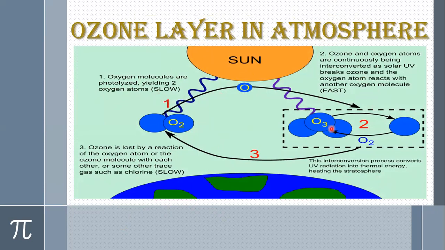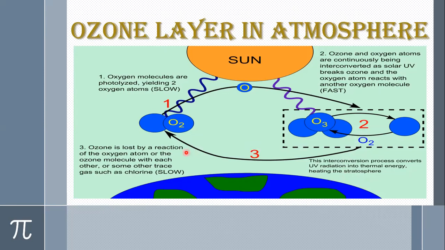Second reaction is that one ozone and one oxygen atom are continuously being interconverted. As solar UV breaks ozone, the oxygen atom reacts to form another oxygen molecule, fast. Here, this ozone and one oxygen atom react in the presence of UV rays and produce an oxygen molecule. This interconversion process converts UV radiations into thermal radiations, heating the stratosphere. One more change occurs during this reaction: they convert UV radiations into thermal energy that results in raising the temperature of the stratosphere. This is our second step.